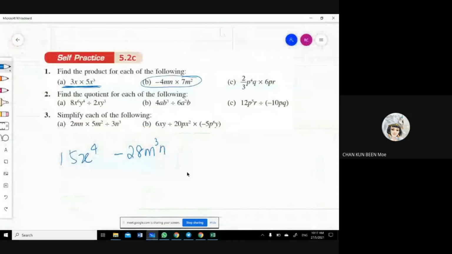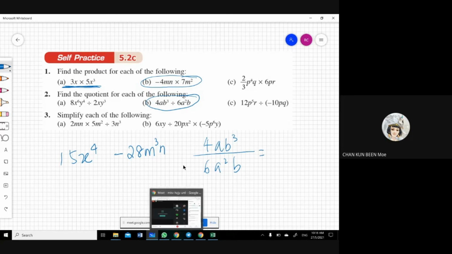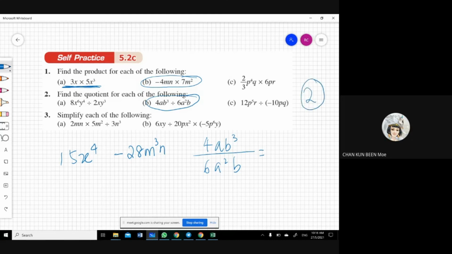Okay, next question. I'm not going to use the C. Find the quotient. Quotient means hasil bahagi. You need to divide right now. For this one, 4ab cubed divided by 6a squared b. You have to do this. 4ab cubed divided by 6a squared b. So you need to change to repeated multiplication. If you can get the answer fast, you can give it to me. This one, I will give 2 points for the group because you need more help.